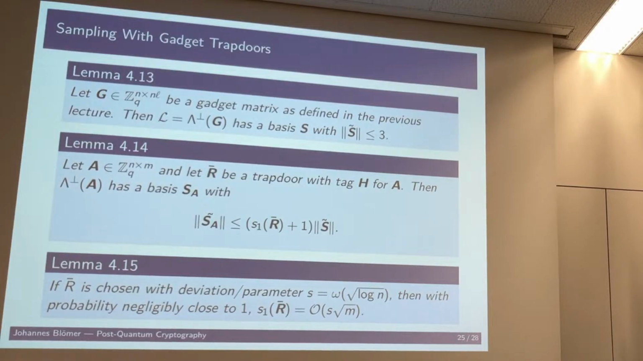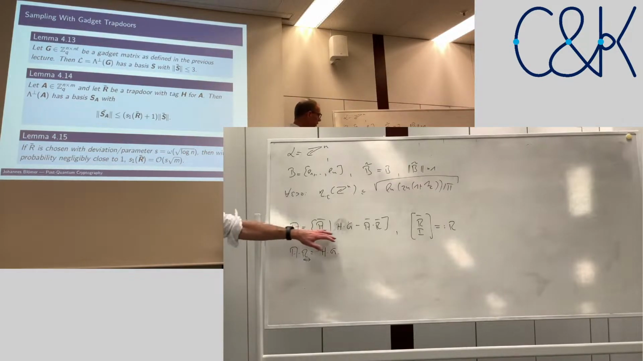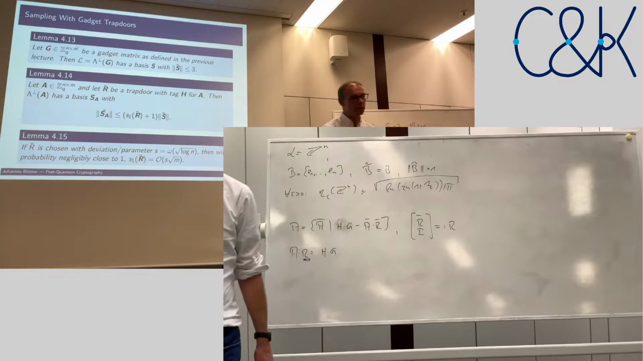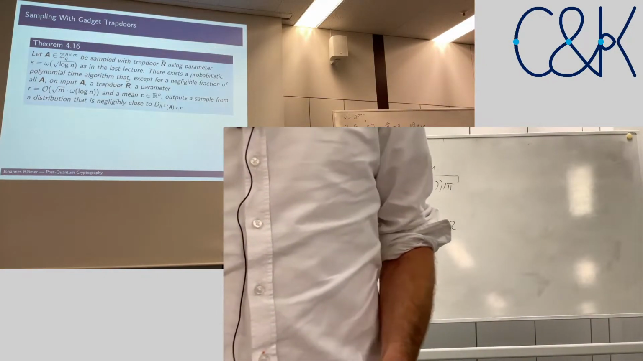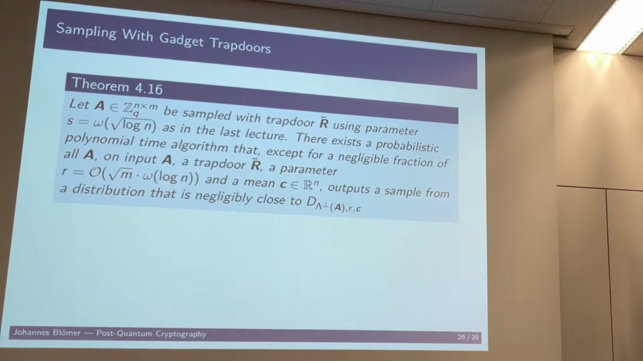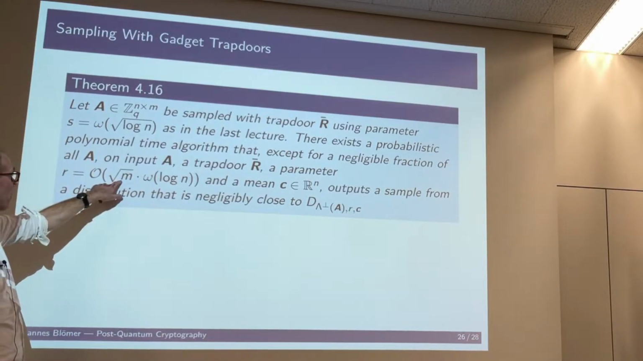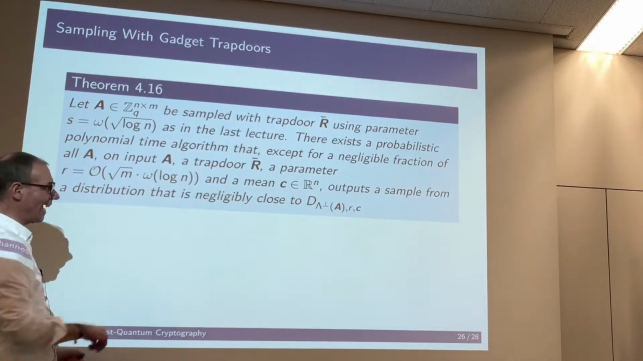But how many of these A's can we generate with that? What is the distribution on the A's? If we have a distribution on the R bars, then using this formula for fixed H, we get an induced distribution on these A's. So if we sample A with trapdoor R bar using this parameter as in the previous theorem, then there exists a polynomial time algorithm that, except for a negligible fraction of all A, on input A, trapdoor R bar and a parameter R, outputs a sample from a distribution that's negligibly close to this again. And this R here is square root of m omega of log n.